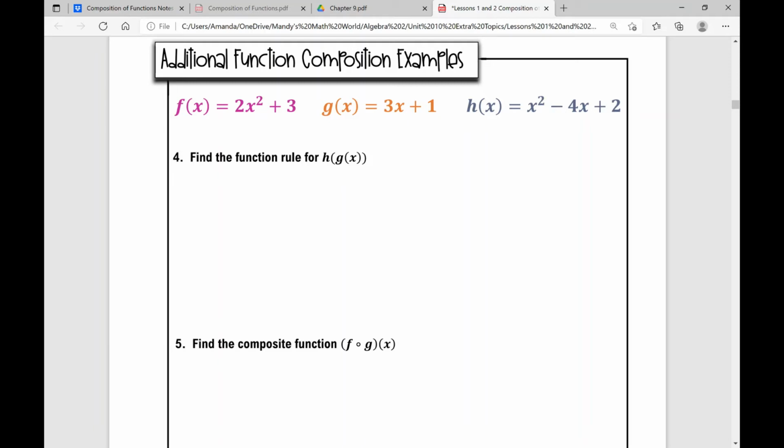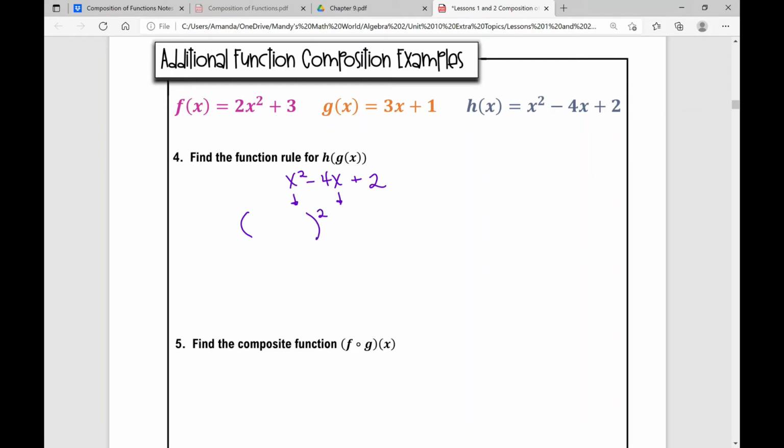In example number 4, it says to find the function rule for h of g of x. So the first thing I'm going to do is write the outside function, which is h of x, and that's x squared minus 4x plus 2. G of x is my inside function. That's a linear function right here, in orange. I'm going to replace anywhere I see x with g of x. Notice that I see x right here and right here. So I'm going to replace x with g of x.